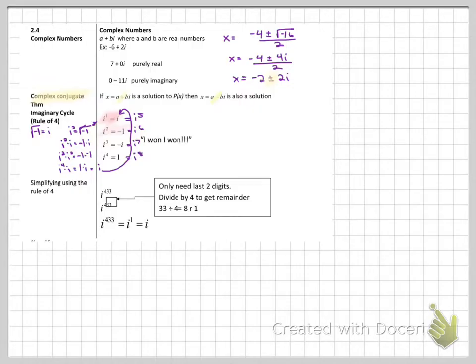That's your imaginary cycle. To help you memorize it, we've got that little thing in quotes: i, 1, i, 1. If you were writing it down at the top of your paper to help you memorize it: i, 1, i, 1, and the middles are negative. So that can help you memorize your cycle. It just keeps repeating: i to the first, i squared, i cubed, i to the fourth, fifth, sixth, seventh, eighth, ninth, tenth, eleventh. You get the idea. It just keeps repeating.